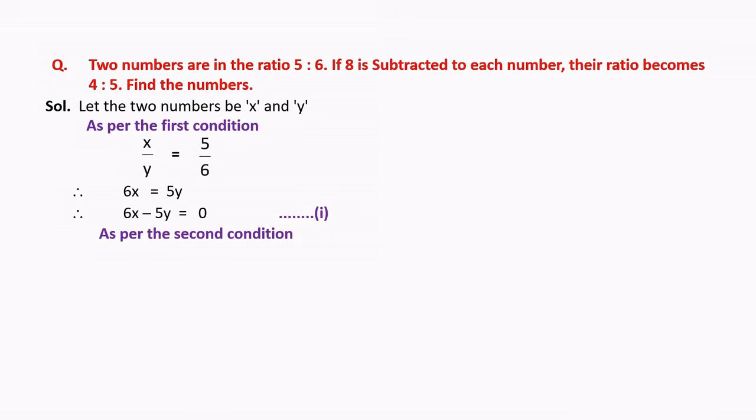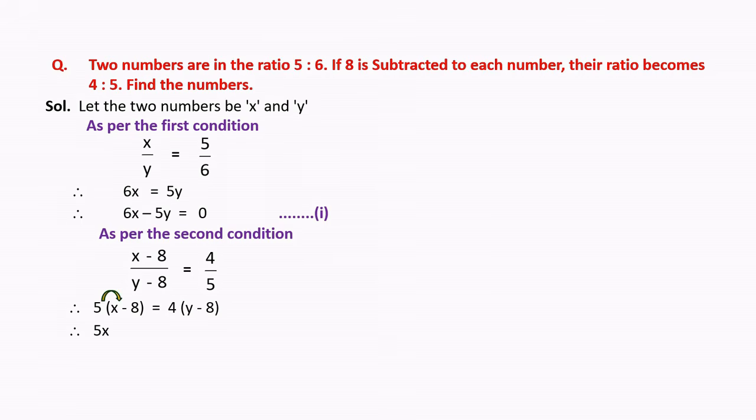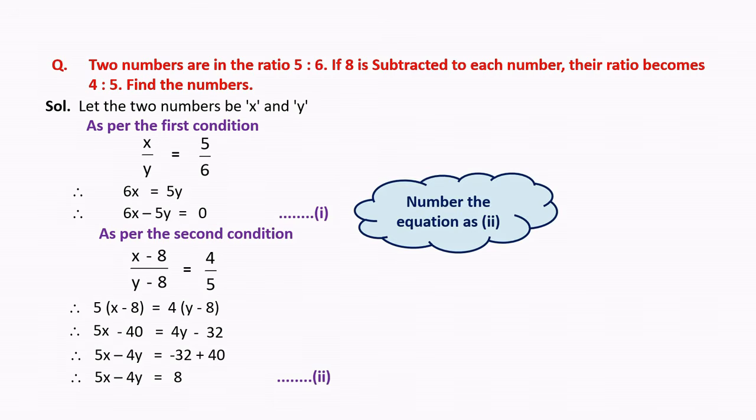Now, according to the second condition, if 8 is subtracted from both numbers, the ratio becomes 4:5. So, we write x minus 8 upon y minus 8 equals 4 by 5. Cross multiplying, 5 into x minus 8 equals 4 into y minus 8. Expanding, 5x minus 40 equals 4y minus 32. So, 5x minus 4y equals 8. This is our second equation.